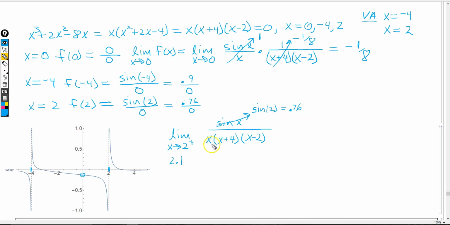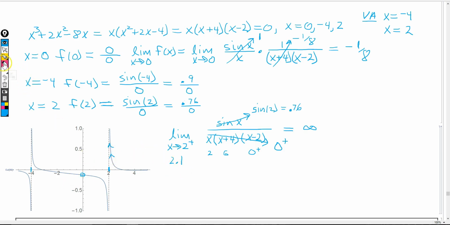The denominator, what's it doing? Well, x is approaching a positive number 2. X plus 4 would be approaching 6. X minus 2 would be approaching 0 from the right. It would be a small positive number. So positive number times a small positive number, the bottom is approaching 0 from the right. So you have a positive number divided by a very small positive number, that's almost 0. That's going to be a very large positive number, infinity. And that's exactly what our graph indicates over here.